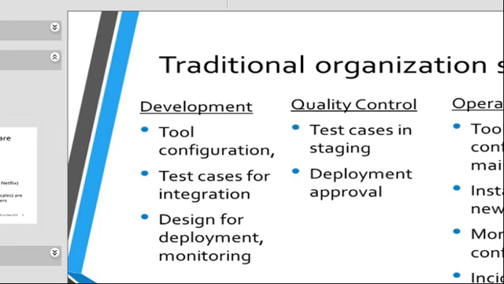And then you have the operations group. They're in charge of actually maintaining and configuring the tools, the installation and rollback of new releases, the monitoring, configuration, and the analysis of the monitoring, the incident response, and resource allocations. Again, this is the traditional organizational structure. We'll talk now about how that's changing under DevOps.